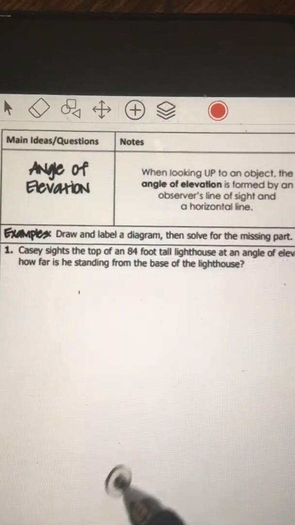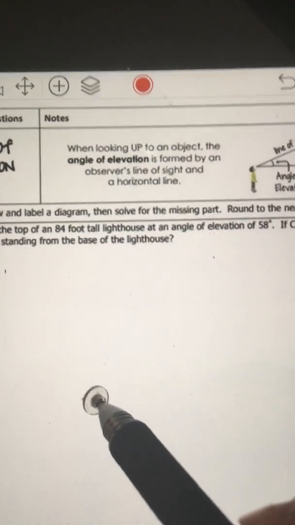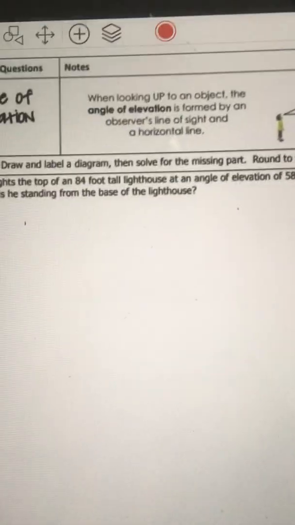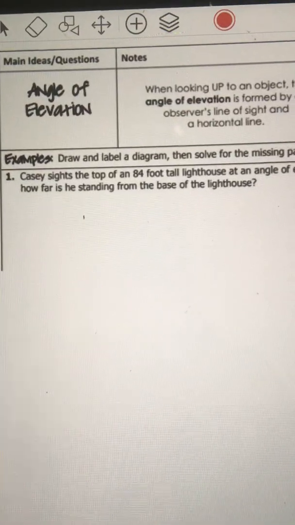Okay, so the first one we have a person, Casey, staring at the top of an 84-foot tall lighthouse at an angle of elevation of 58 degrees. She is 6 feet tall. How far is she standing, or how far is he standing from the base of the lighthouse?